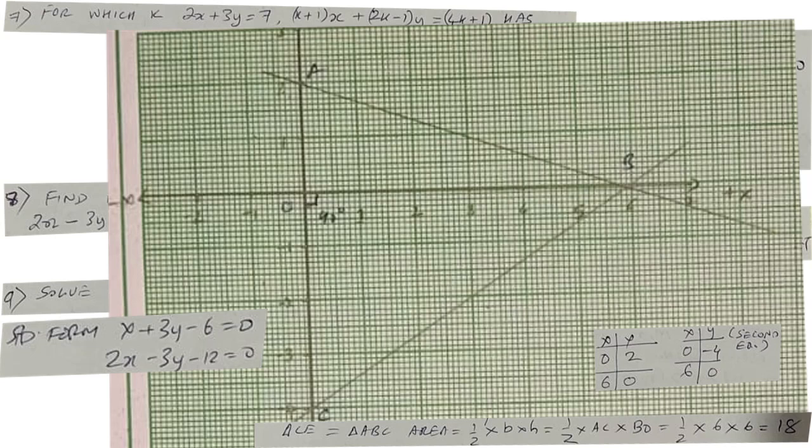So what is the height? OB is the height. It is coming perpendicular to the base, which is AC, right? So what is the length of OB? It is 6 units. Okay. What is the length of the base from point A to point C? You can count and see it is 6 units. So the area of the triangle is half base into height, that is half into 6 into 6, that is 18.